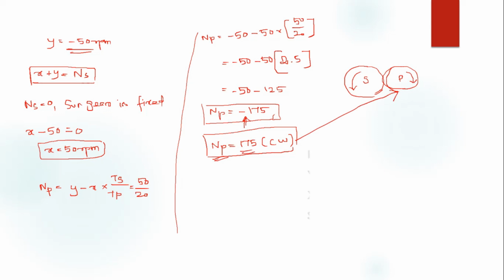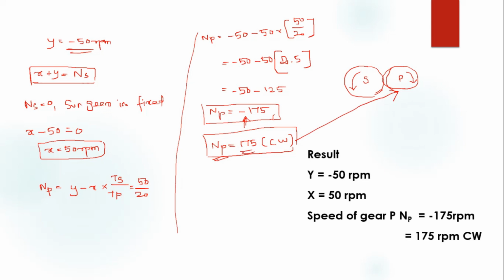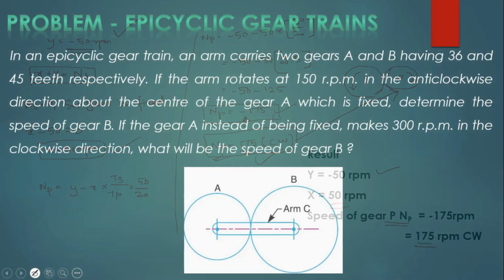Clear? See, y is equal to minus 50, right? So we got x equal to 50, then the speed of gear P, which is NP, is equal to minus 175, which is 175 clockwise direction. So this is how we have to solve the problem. Okay. So now one more problem.